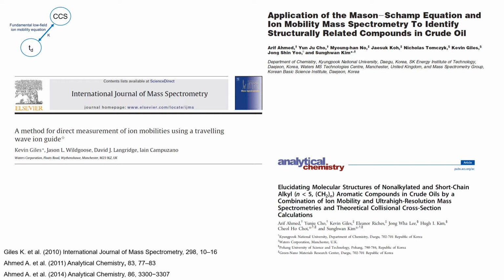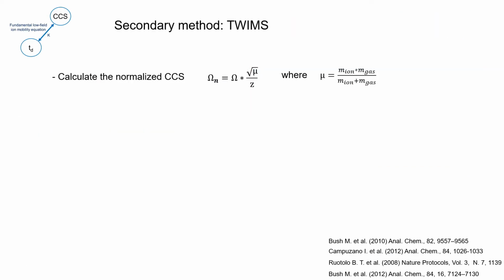But because these approaches lead to deviations slightly higher than those obtained through calibration, in commercial systems, the secondary method is used routinely. To calibrate the traveling wave system, first of all, we need to calculate the normalized CCS values by multiplying the known CCS of the calibrants by the square root of the reduced mass, mu, and dividing by the charge state of the ion.